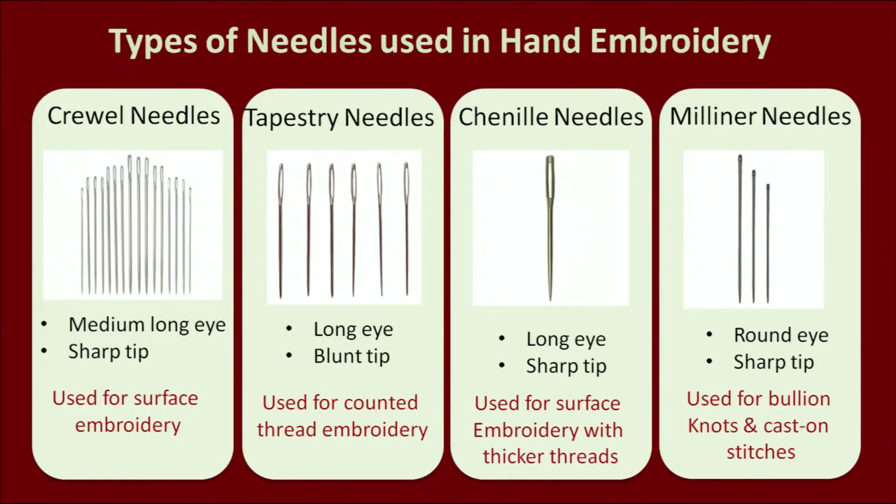Crewel needles have a medium to long eye and a sharp tip, and they are generally used for surface embroidery. Tapestry needles have a long eye and blunt tip, and they are used for counted thread embroidery done on a thicker fabric. Chenille needles have a long eye and sharp tip, and they are used for surface embroidery with thicker threads. Milliner needles have a round eye and sharp tip, and they are used for bullion knots and cast-on stitches. Besides these, there are also specialty needles available for embroidery work, which mainly include curved needles and beading needles.